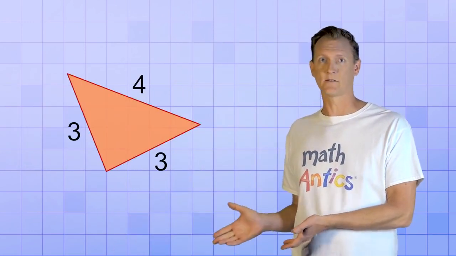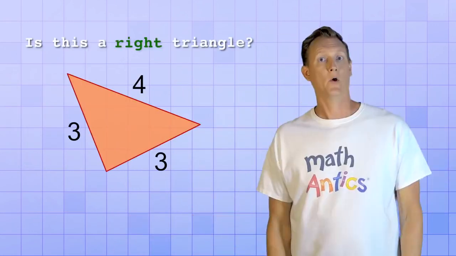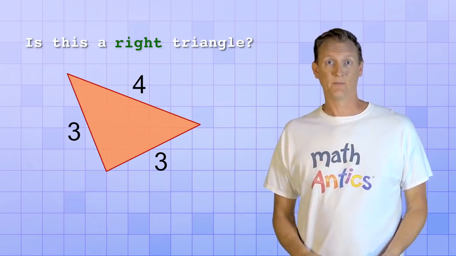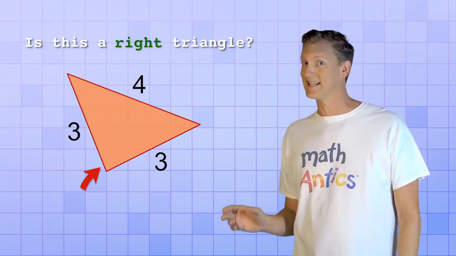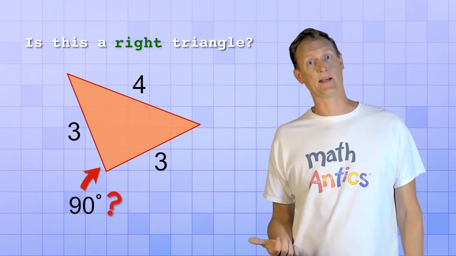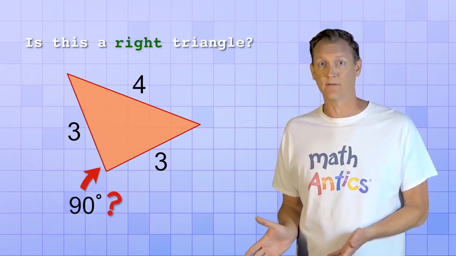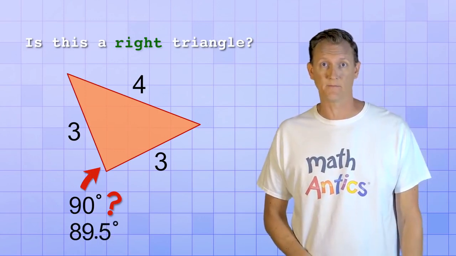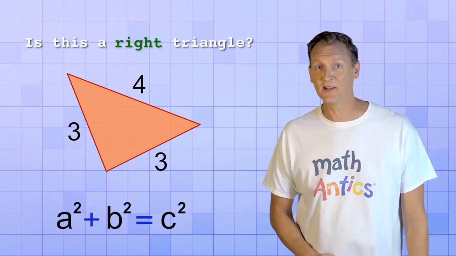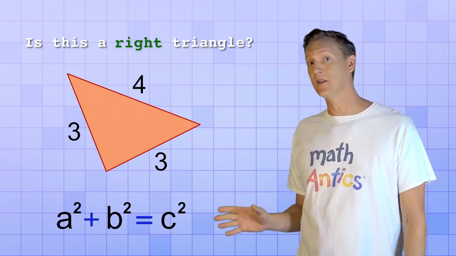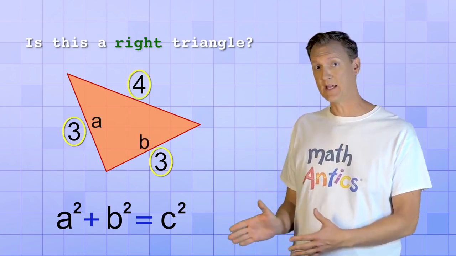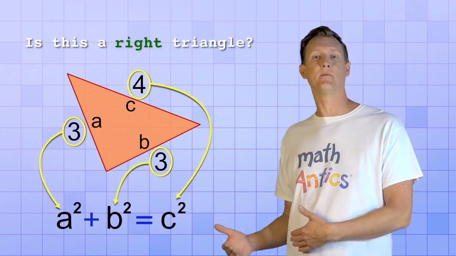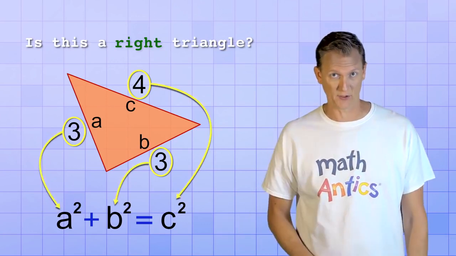For example, what if someone shows you this triangle and asks, is this a right triangle? Well, it looks a lot like a right triangle, but it doesn't have a right angle symbol, and it would be kind of hard to tell if this angle is exactly 90 degrees just by looking at it. Maybe it's really close to 90, like 89.5 degrees. No worries, the Pythagorean theorem can tell us for sure if we know the lengths of all three sides of the triangle. If we know those lengths, A, B, and C, then we can just plug them into the Pythagorean theorem equation to see if it holds true.